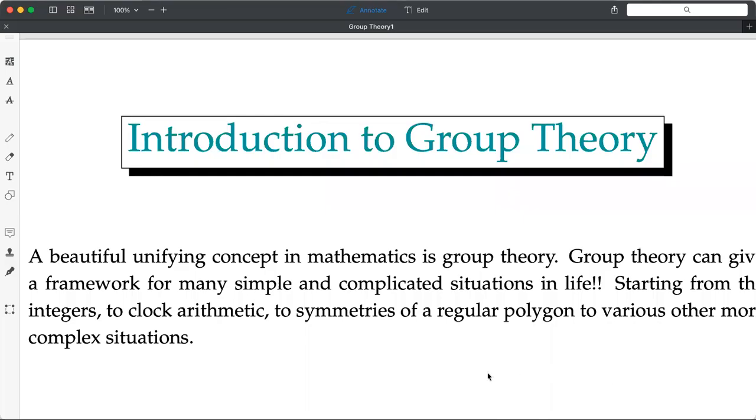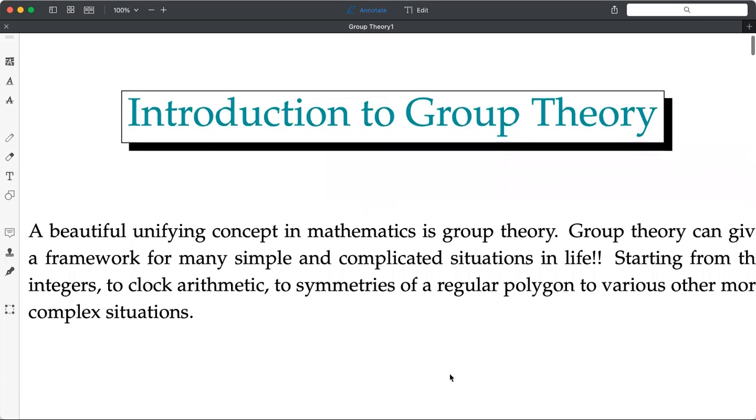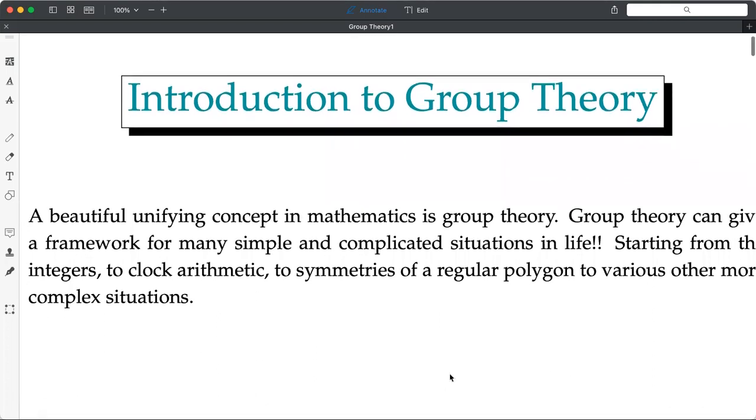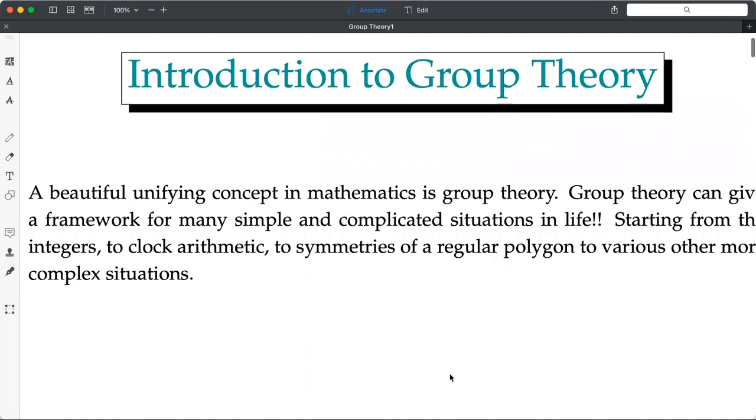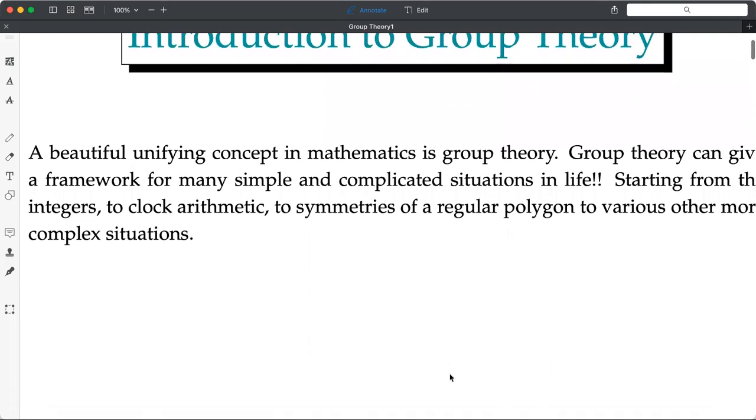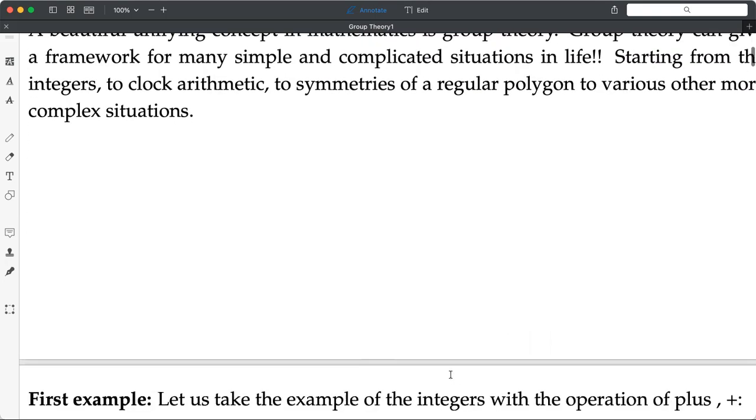Hello everyone. Today I will talk about a beautiful unifying concept in mathematics called group theory. Group theory can give a framework for many simple and complicated situations in life, starting from the integers to clock arithmetic to symmetries of regular polygons to various other more complex situations. For instance, the standard model for particle physics uses group theory and its representations of groups very heavily.